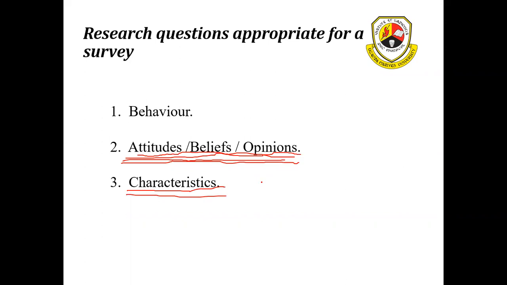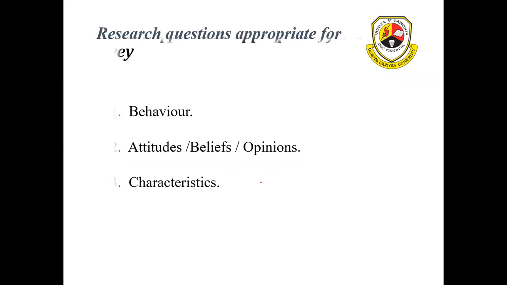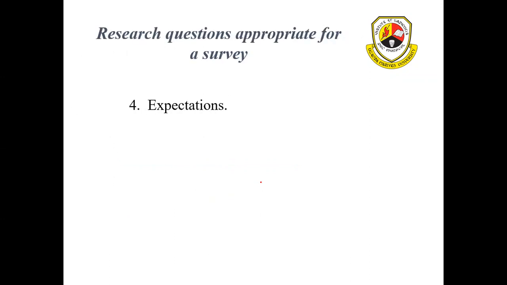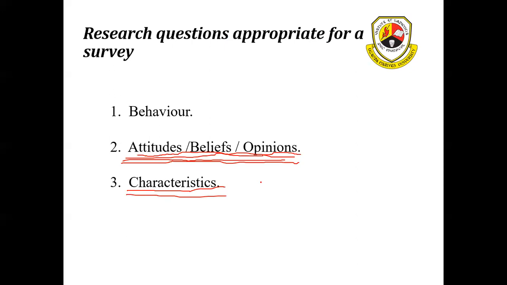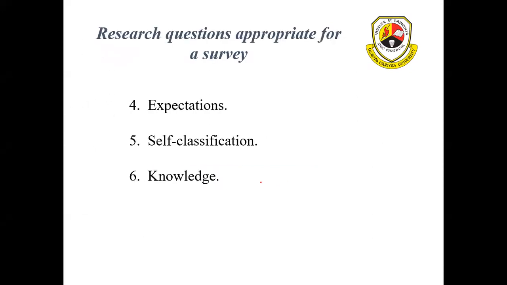of systems. Now, take note that there are things that overlap in IS and in ICT. In ICT, you have a module that is looking at design and implementation. This can also come into IS as well. So these are things that are common, and they can be done by both sides. Expectations are another one, self-classification, knowledge. So if you have research questions that are looking at any of these, behavior, attitude, characteristics, expectations, self-classification, knowledge, these are very much surface knowledge or surface data. So these you can use a survey.